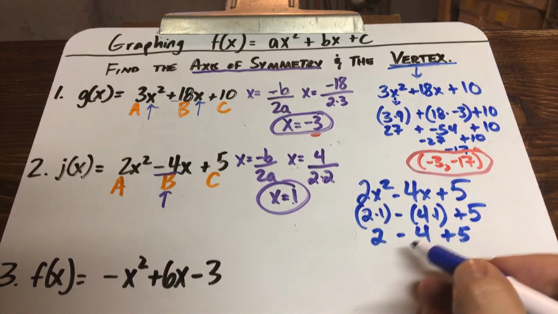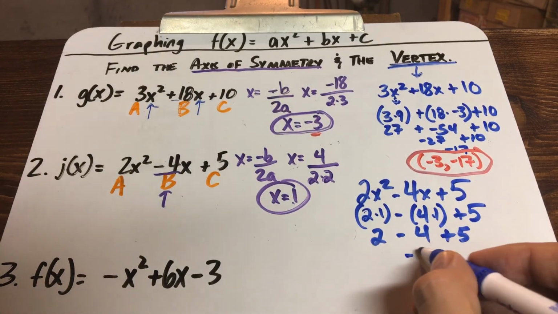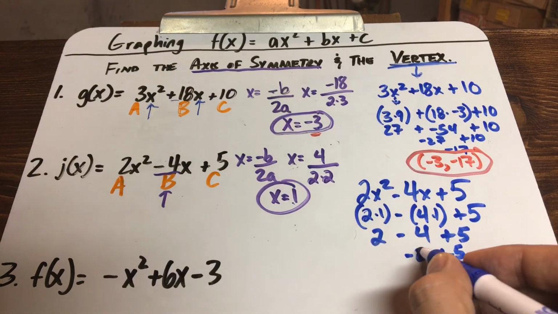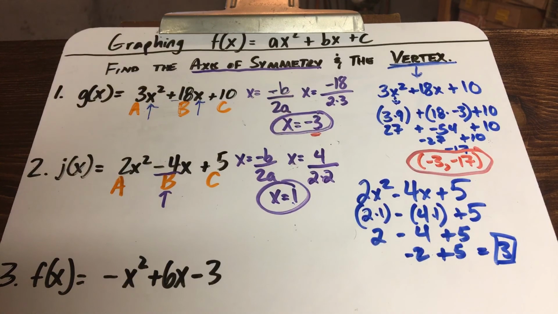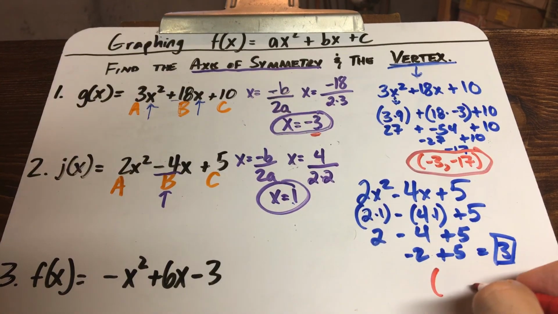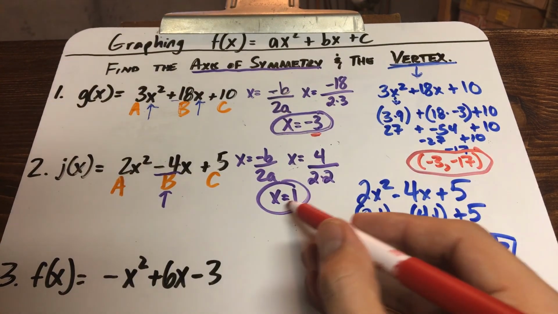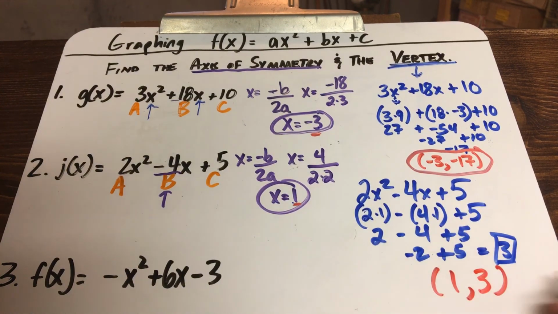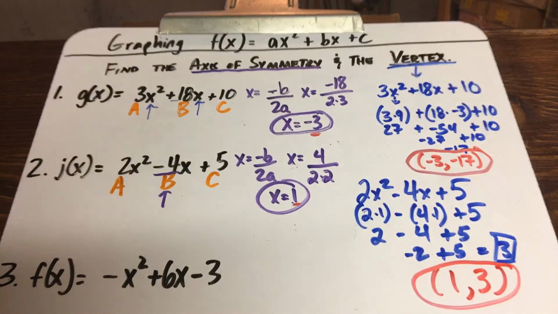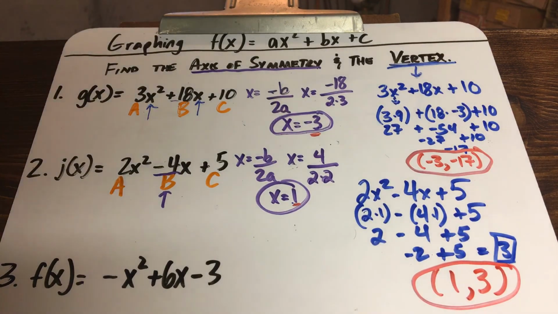Look how simple this is, right? 2 minus 4, that's -2. -2 plus 5 equals 3. Okay, so I got 3. 3 is not my answer, though. It's half of my answer, right? The actual vertex is the first answer, the axis of symmetry, and then the second answer that I just found: 1, 3. Not too bad, right?